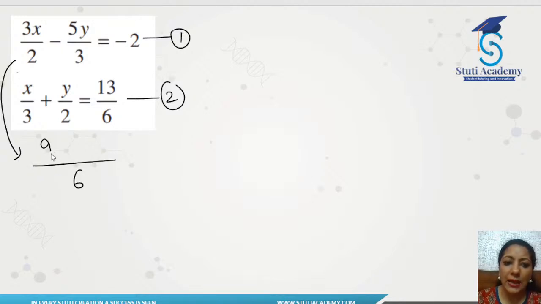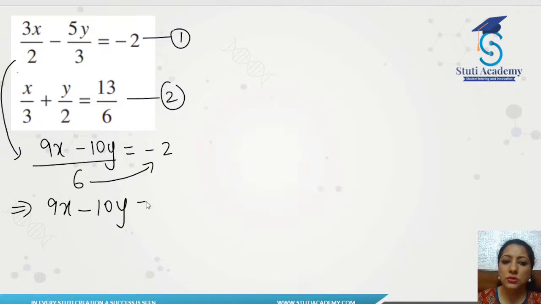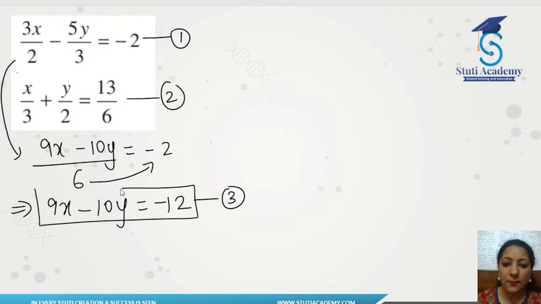So we will get 9x minus 10y is equal to minus 2. We've taken the LCM here. Now 6 I'm going to take on the other side and it will get multiplied with minus 2. We will get 9x minus 10y is equal to minus 12. Now we cannot simplify this further. We will leave it for the time being.